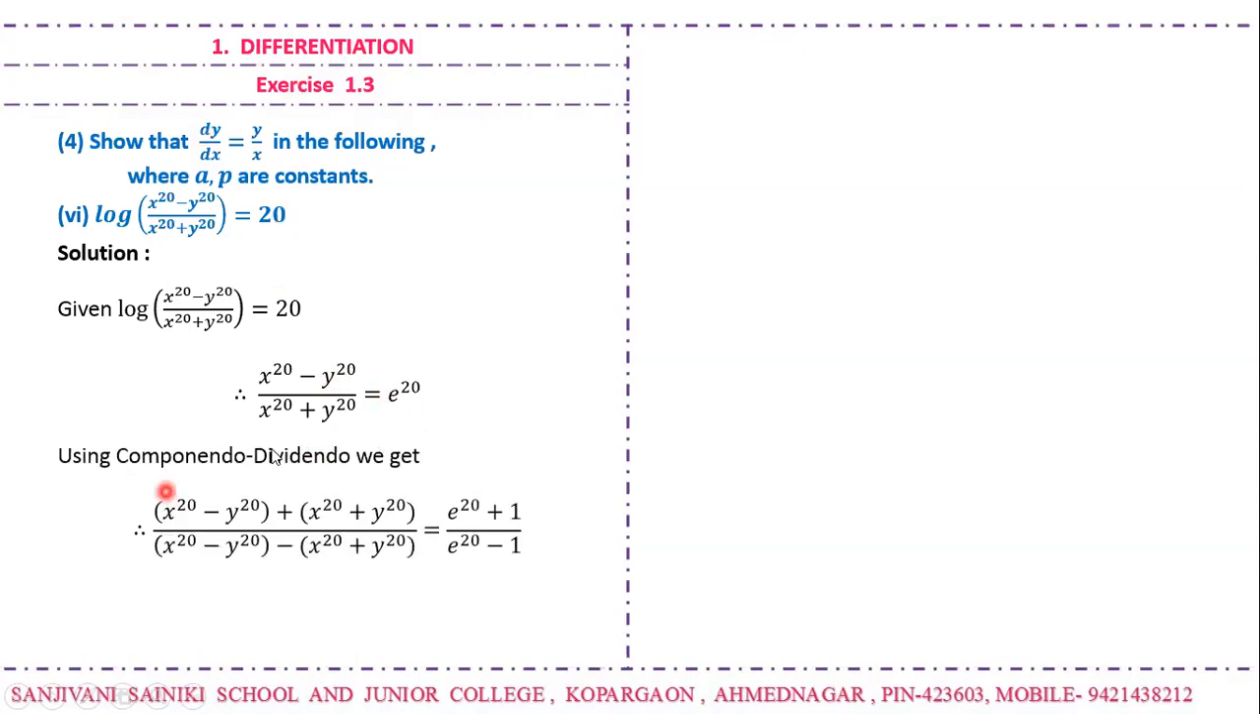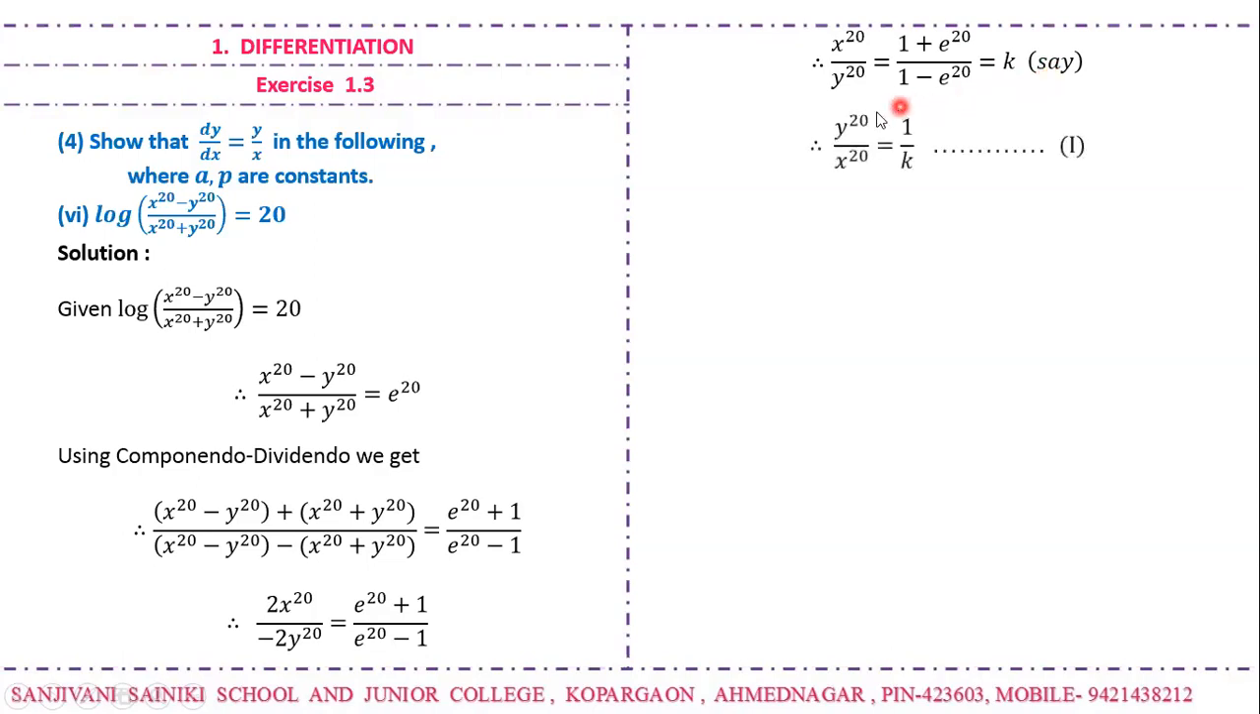So what do you get using componendo and dividendo? Simplify, you get x raised to 20 upon y raised to 20 is equal to (1 plus e raised to 20) upon (1 minus e raised to 20), which is equal to k, say. So taking the reciprocal on both sides, y raised to 20 upon x raised to 20 is 1 upon k. This is our equation number 1.